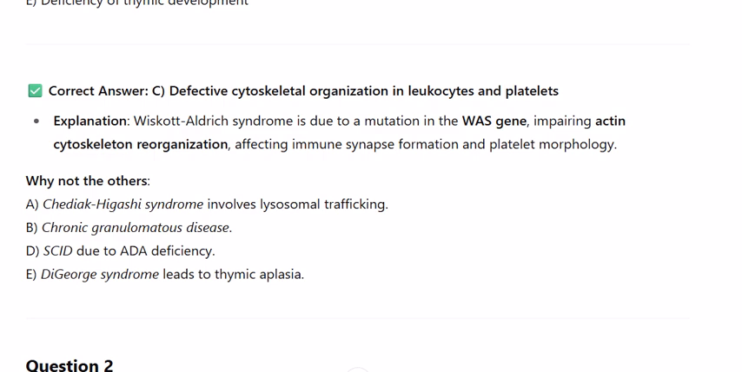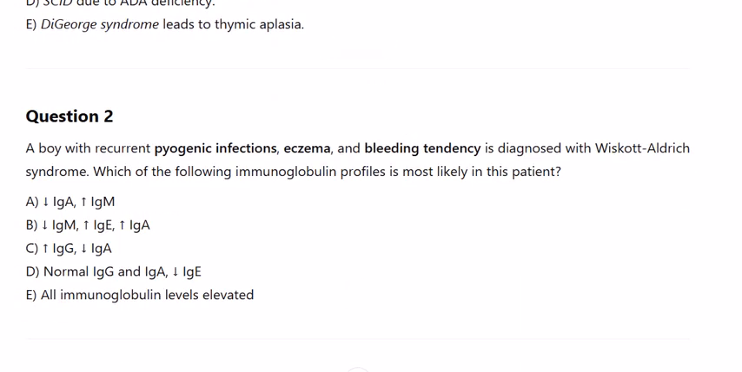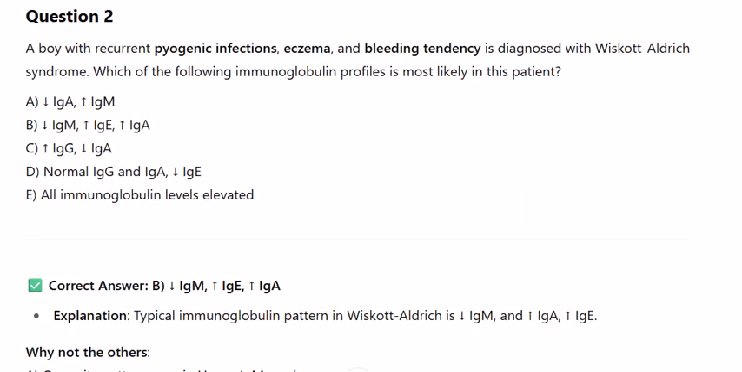Question 2. A boy with recurrent pyogenic infections, eczema, and bleeding tendency is diagnosed with Wiskott-Aldrich syndrome. Which of the following immunoglobulin profiles is most likely in this patient? A. Increased IgG, IgA, IgM. B. Decreased IgM, increased IgE, IgA. C. Decreased IgG, IgA, IgM. D. Normal IgG and IgA, decreased IgE. E. All immunoglobulin levels elevated.